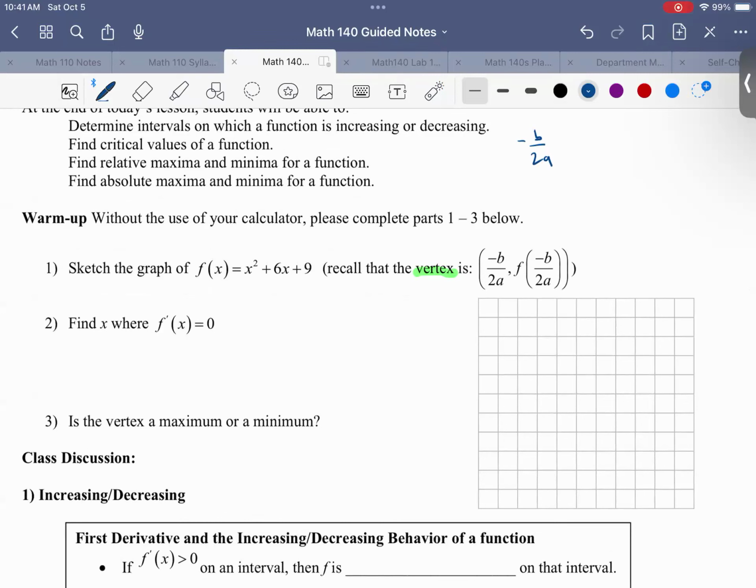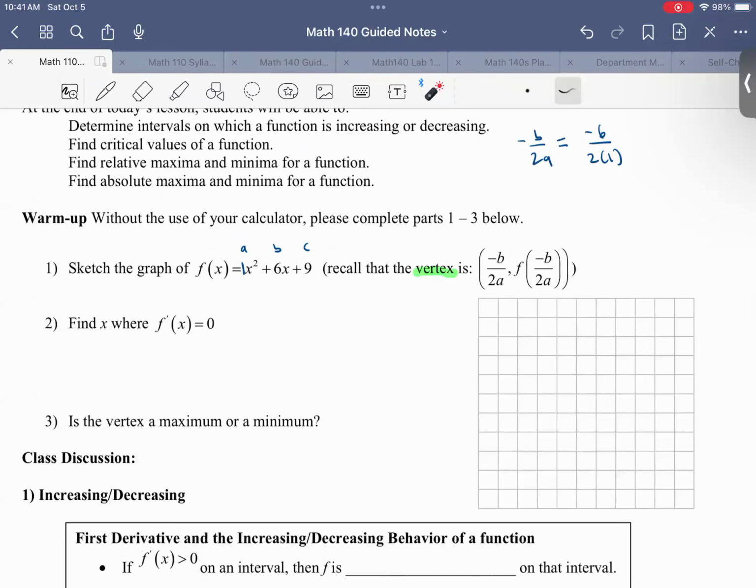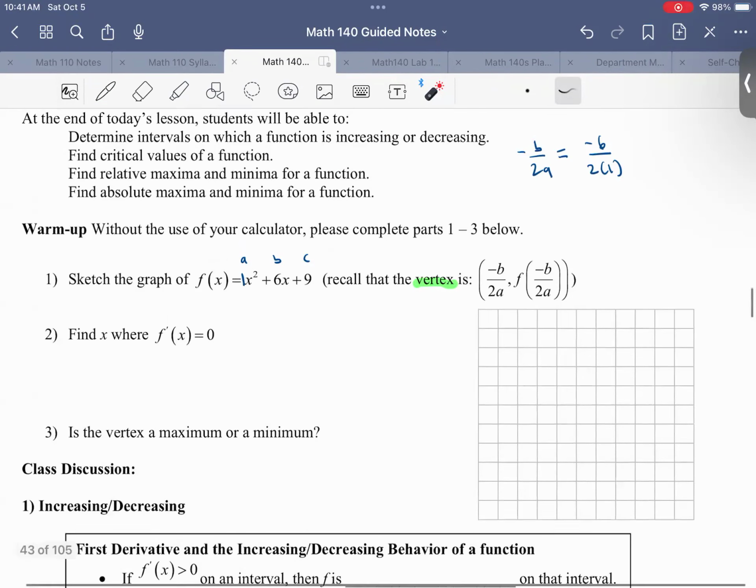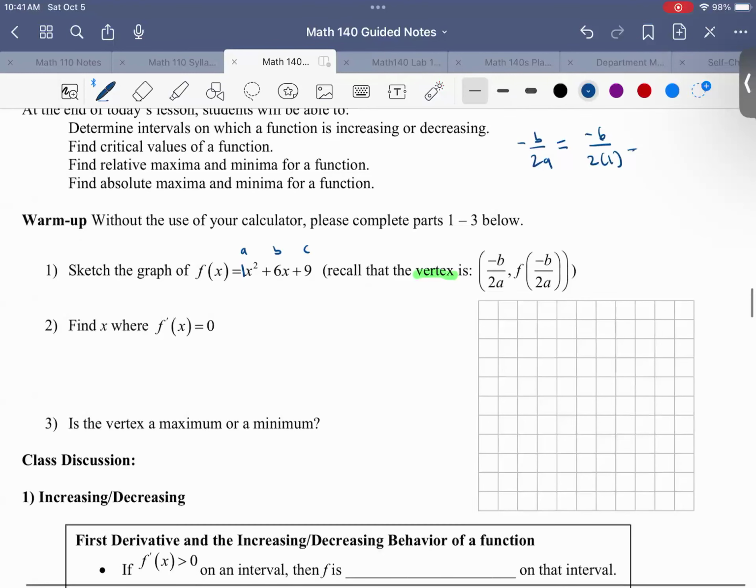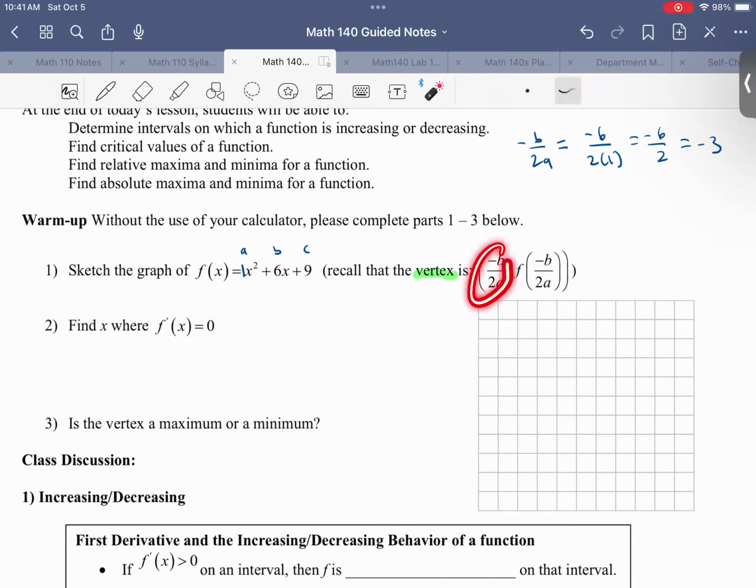We have negative b over 2a. And recall that 1 is your A, 6 is your B, and 9 is your C, right? A little bit of algebra refresh. But we calculate this out. So negative B, which is negative 6, over 2 times 1, right? There's that invisible 1 in front of the x. So we just finish calculating this out. This becomes negative 6 over 2, which is just negative 3. Okay, so that's our x component.